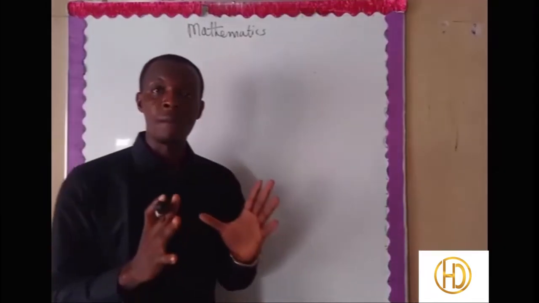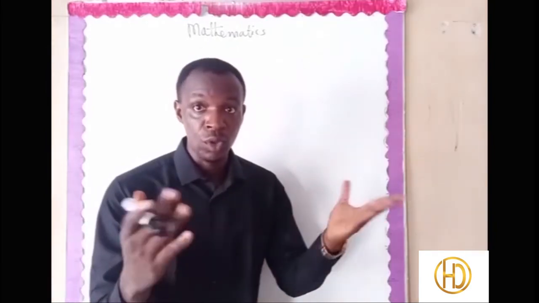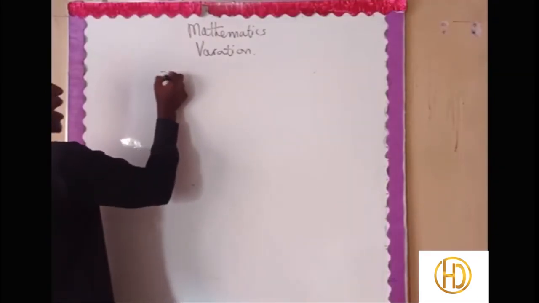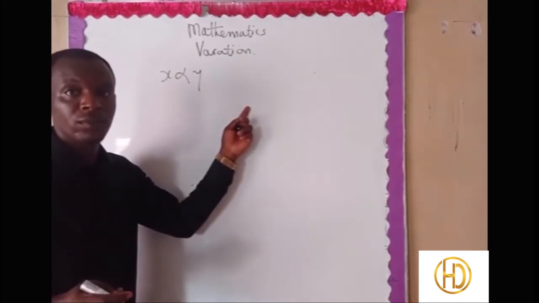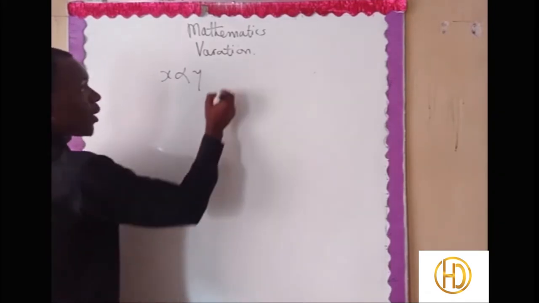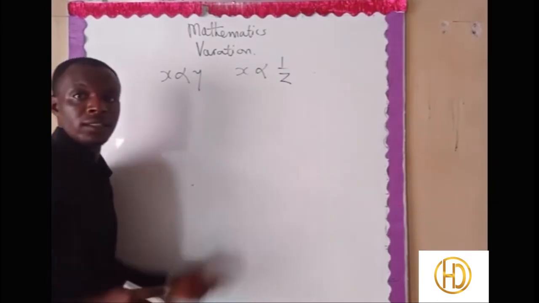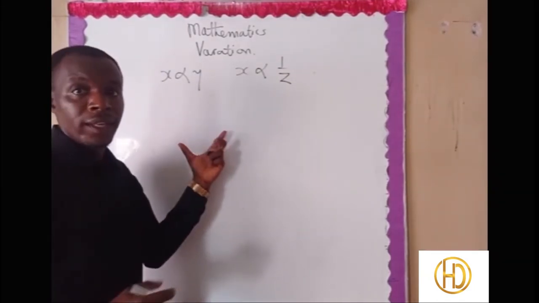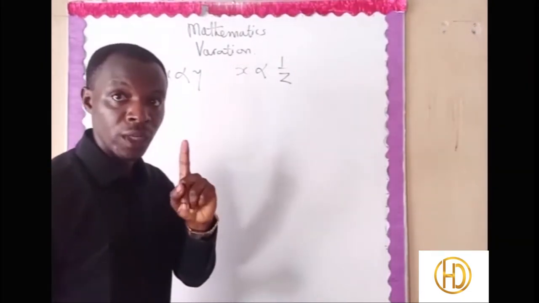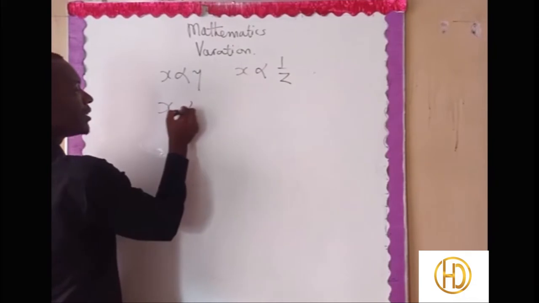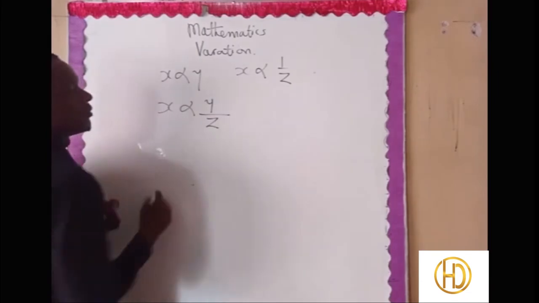Joint variation is a combination of direct and indirect, or inverse, variation. What do I mean? If we have x varies directly as y, this is direct variation. At the same time, we can also have s varies inversely as z. This is inverse variation. Now we can join these two variations to form a single variation called joint variation, and that will be s varies directly as y and inversely as z.